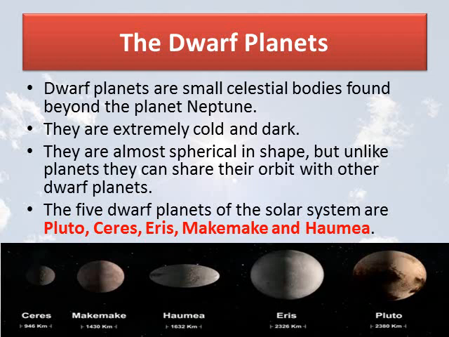They are extremely cold and dark. Since they are far away from the Sun, they are very, very cold and dark. They are almost spherical in shape, but unlike planets, they can share their orbit with other dwarf planets. Unlike the planets, which have their own path or orbit to go around the Sun, a dwarf planet will share its path with others. The 5 dwarf planets of the solar system are Pluto, Ceres, Eris, Makemake and Haumea.